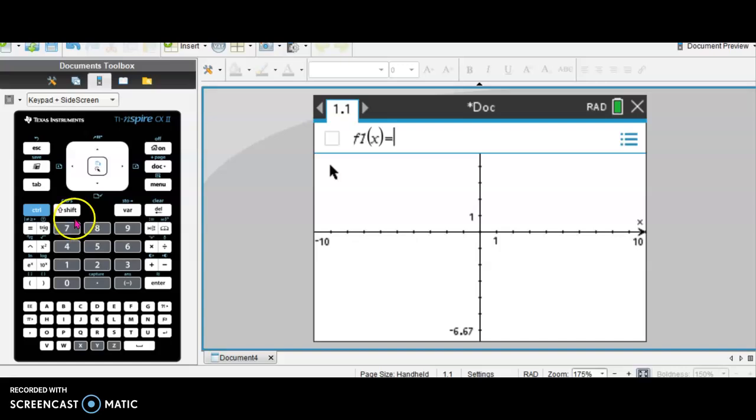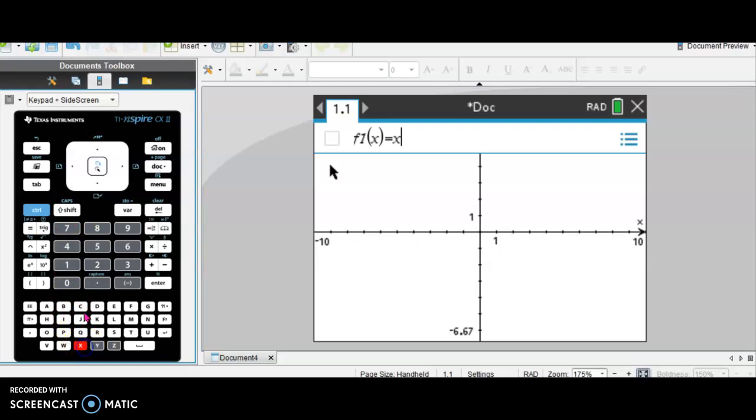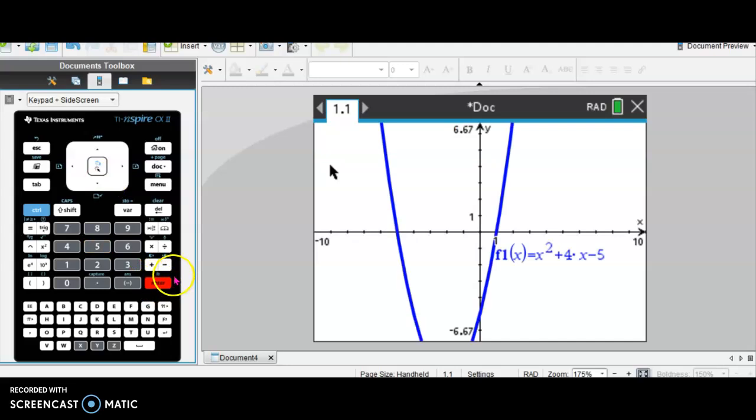So for us, in example 1, it was x squared. The squared button is right here next to the number 4. Okay. And then it is plus 4x and minus, make sure you use minus, not negative, minus 5. Hit enter and you will see the graph.